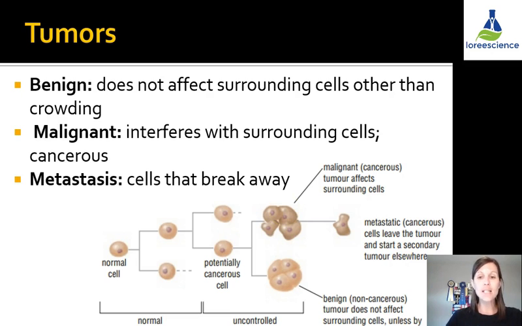Metastasis, or metastasizing, is when a piece of a malignant tumor breaks off and travels somewhere else and starts a secondary tumor. So it can get into the bloodstream and travel to any other cell or location in the body, and it starts to interfere with cells there.